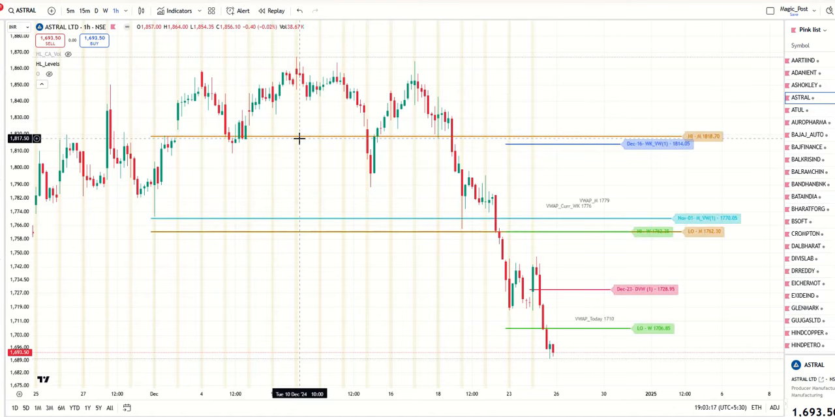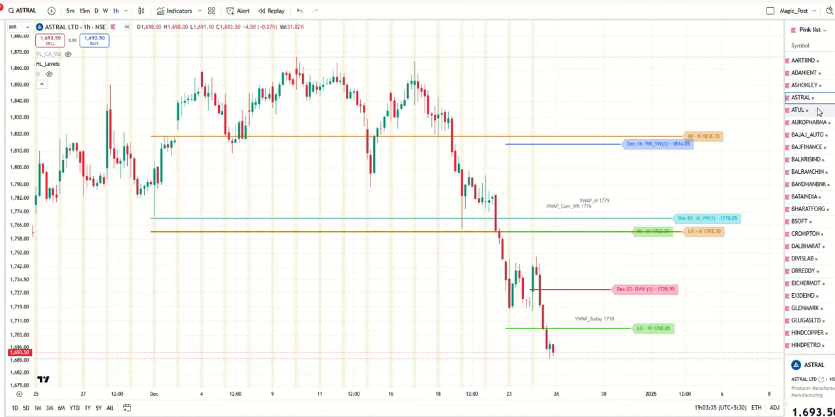Okay, so let's look at Astral, right? Here, monthly high, monthly low. Look at this color, and then once there is a breakdown, there is a good downside here. And you need to note this November VWAP is somewhere here. So this is a strong breakdown.